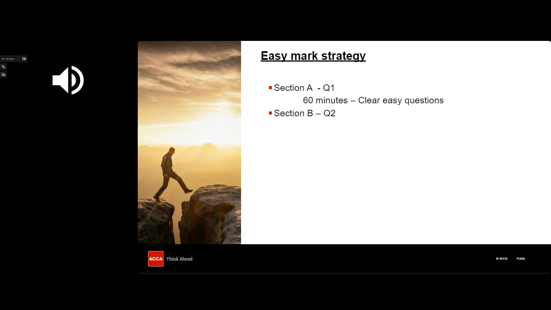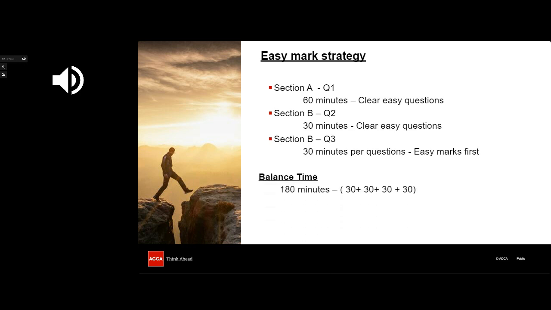When you do the easy things, you get that good feeling. Your confidence slightly starts to boost up. Now you move on to section B. Again, you quickly go through the easy requirements, and you are able to do them in the next 30 minutes. Then you move on to section B, the third question. Here you spend another 30 minutes going through the easy parts. By the first 2 hours, you would have gone through all the easy things. Since you have attempted everything, you should be able to fetch around 40, 45 marks by this time, or maybe even more. You get that better, positive feeling, and your confidence gets boosted.